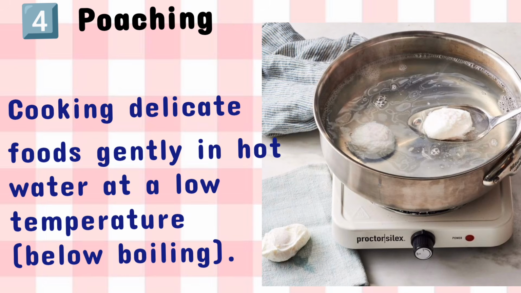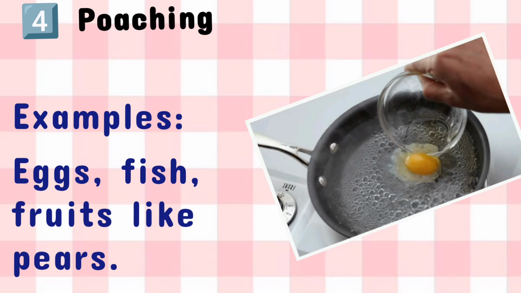Number 4 is poaching. Poaching is cooking delicate foods gently in hot water at low temperature, below boiling point that is. Examples of food that we poach include eggs, fish, and fruits like pears.